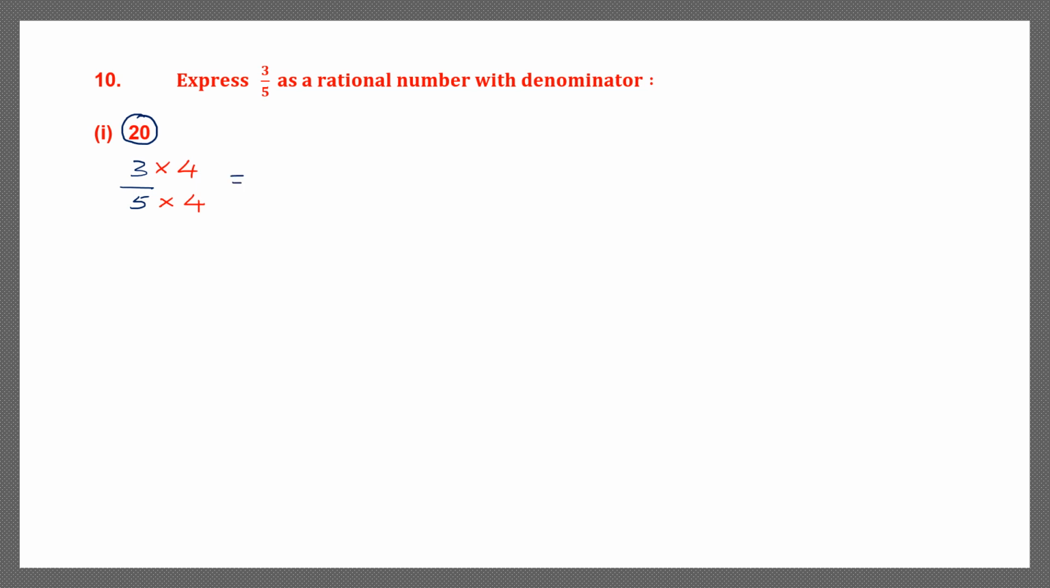So now what do we get? 3 fours are 12, 5 fours are 20. So we've got our rational number here. 3 by 5, we have expressed it as 12 by 20 with denominator 20.